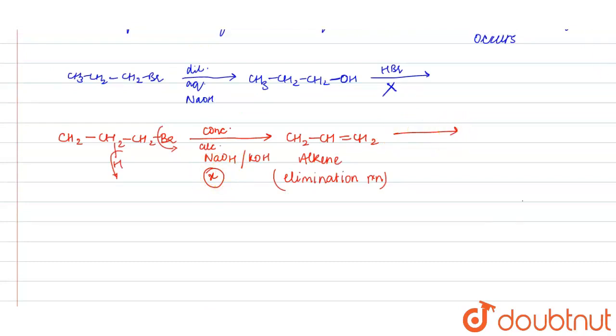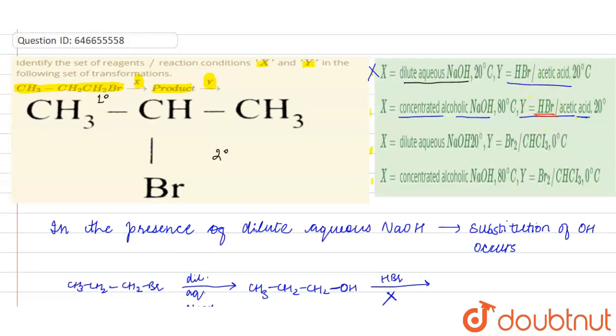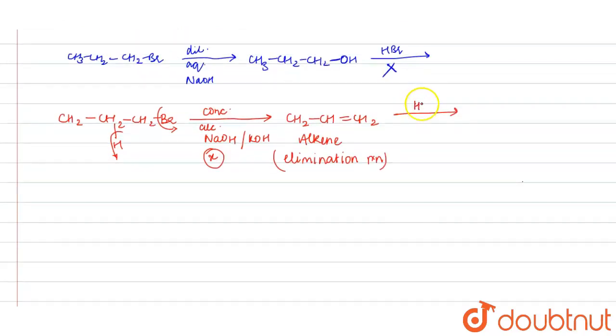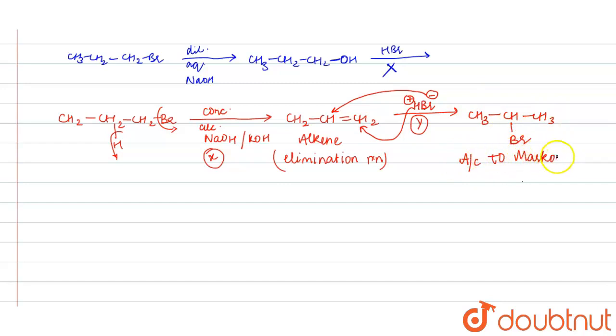Now further, here Y given is HBr, right? So when this alkene reacts with HBr, this is your Y. What happens? Markovnikov reaction will occur, and according to the Markovnikov rule, the negative part goes to that carbon which has less number of hydrogens, and the positive part goes to that carbon which has more number of hydrogens. Okay, so the product formed will be this according to Markovnikov's rule. Okay, so this is our answer.